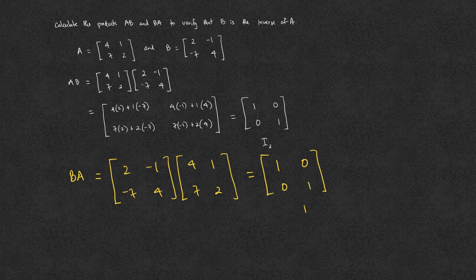So yes, we obtain the identity matrix of dimension 2 by 2 as well. And again, if the product of the two matrices is the identity matrix, then one matrix is the inverse of the other.